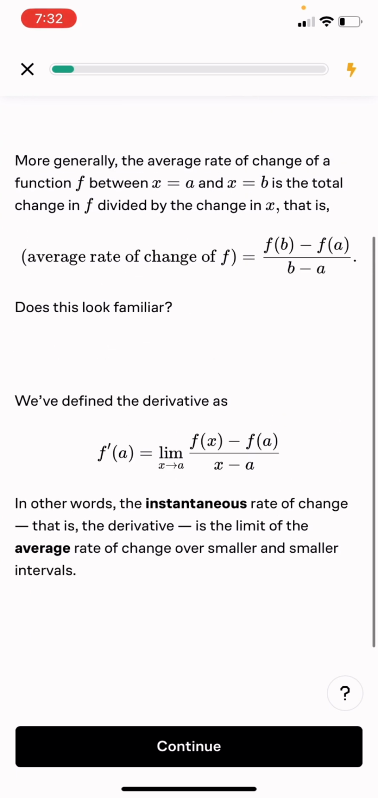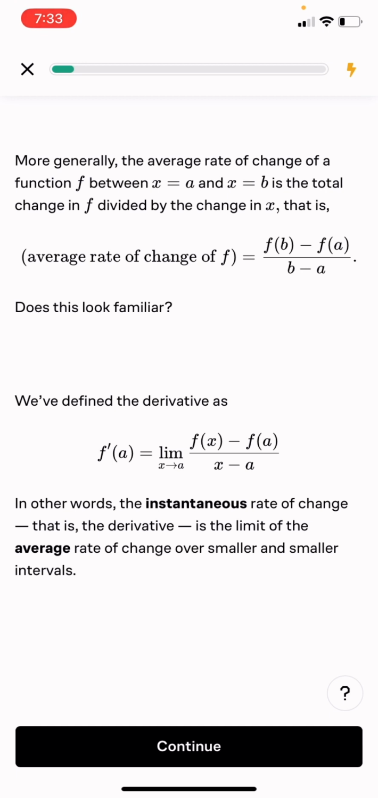In other words, the continuous rate of change, that is the derivative, is the limit of the average rate of change over smaller and smaller intervals. Visually, the average rate of change of f between a and b is the slope of the secant line connecting a, f(a) and b, f(b). We see once again that the slope of the tangent line, that is the derivative, is the limit of the slope of the secant lines.